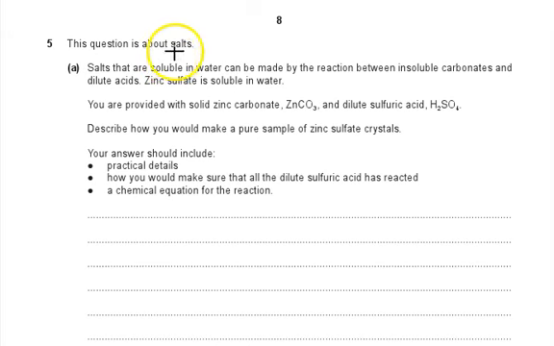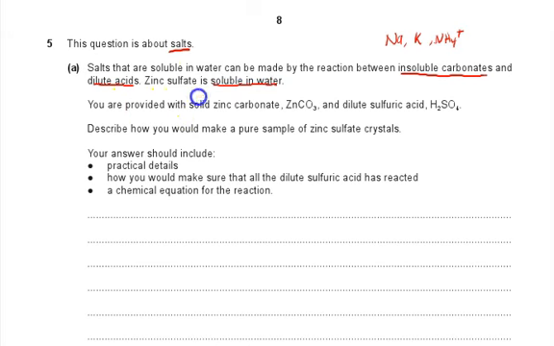Now for number 5. This question is about salt. Salts that are soluble in water can be made by reaction between insoluble carbonates and dilute acids. All carbonate salts are insoluble except for sodium, potassium and also ammonium salts. Yeah, so please remember this. So zinc sulfate is soluble in water.